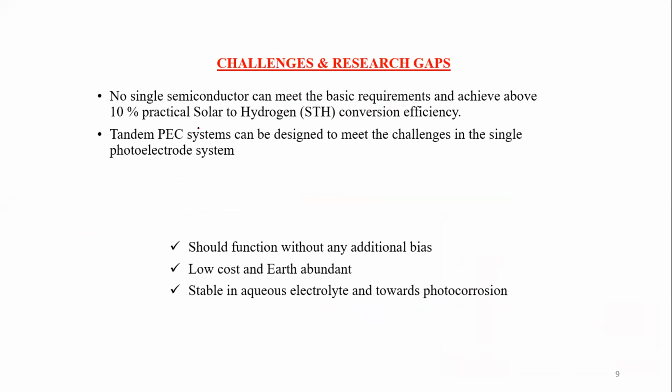The stacking of different photoelectrode systems is called a tandem system. So one can play with the tandem system to improve the practical solar to hydrogen efficiency. While designing this tandem photoelectrochemical system, the water redox reaction, that is the splitting of water into hydrogen and oxygen, should be driven only by solar energy as the input. No extra energy should be provided from the power supply. And also, as I told you before, we need to choose earth abundant material, and it should also be very stable.